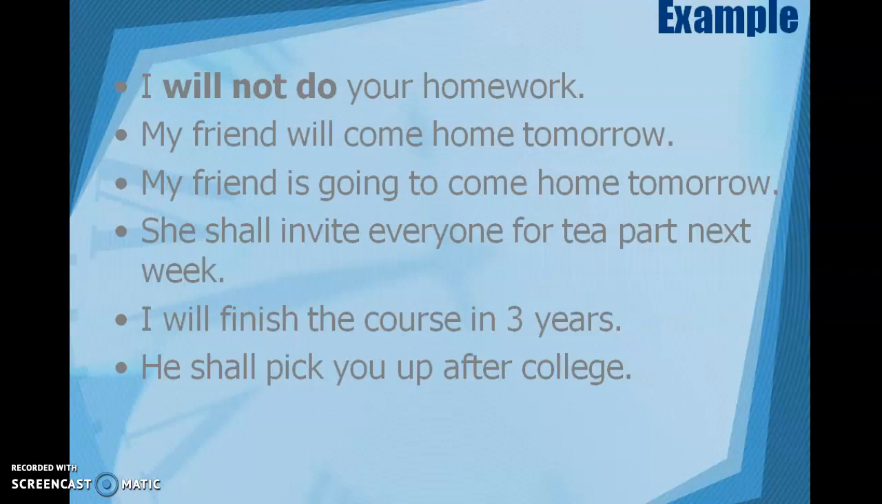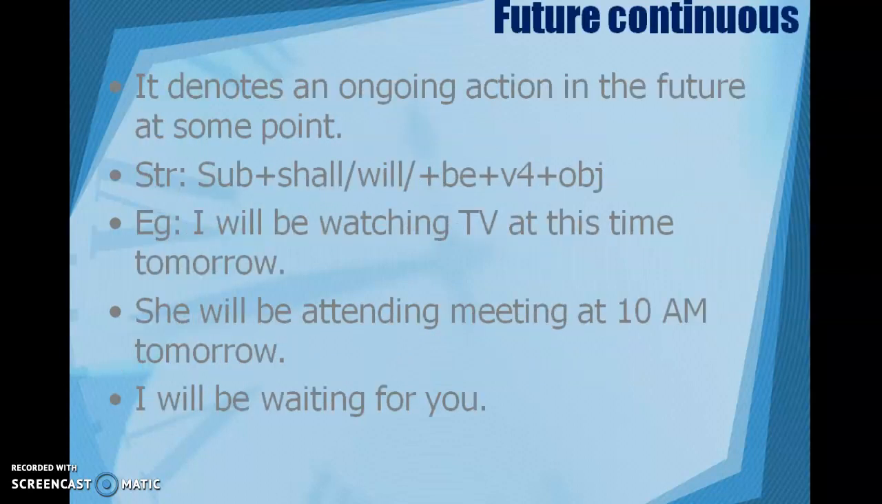Hope you understood the first tense. The next tense is future continuous tense. Future continuous tense denotes an ongoing action in the future at some point of time in the future. Structure is subject plus shall or will plus be form, be plus verb 1 plus ing plus object.